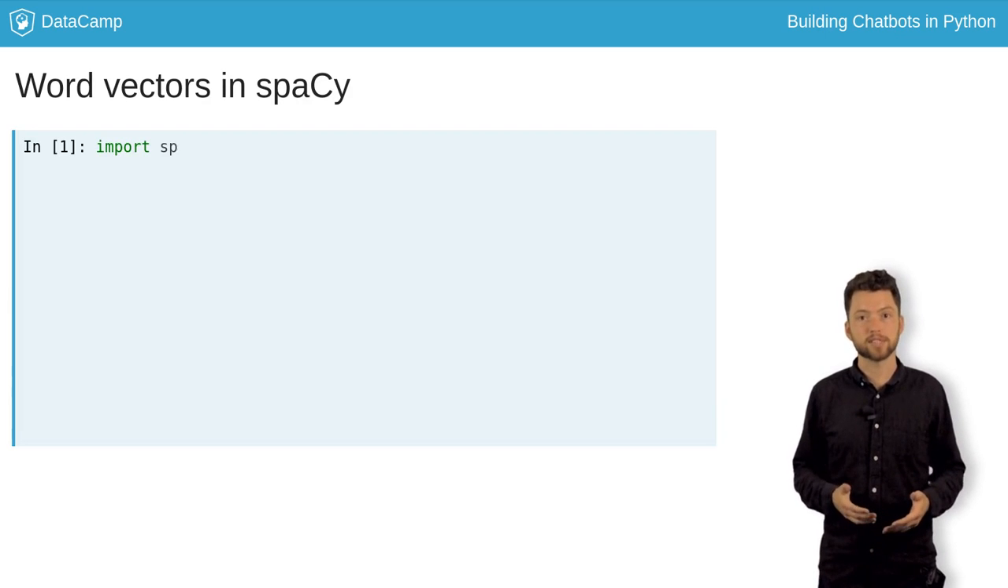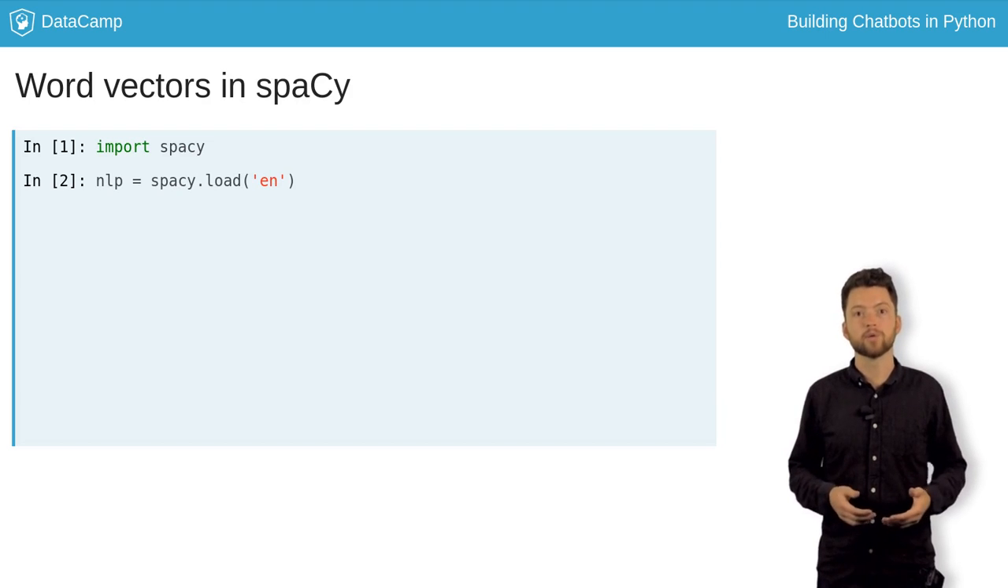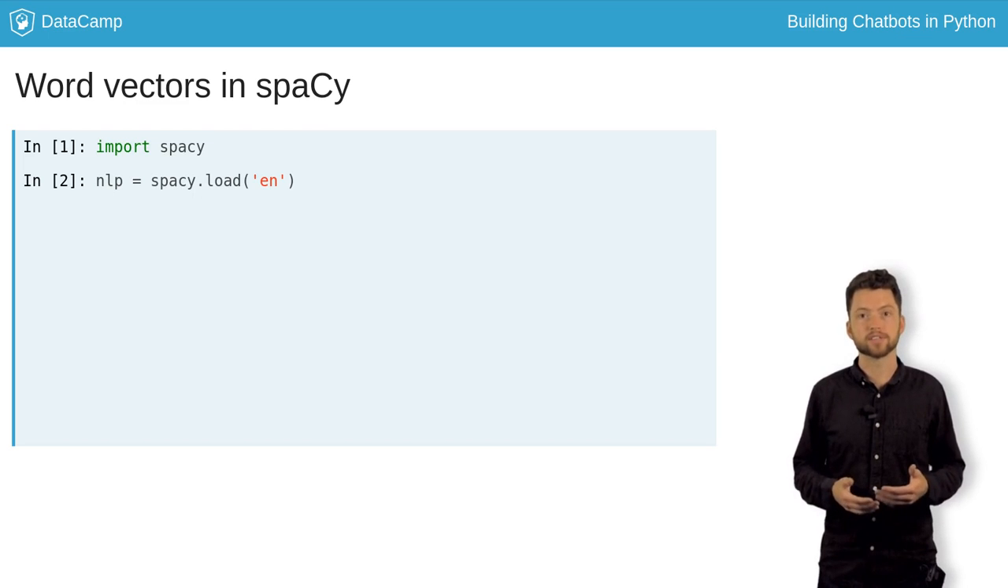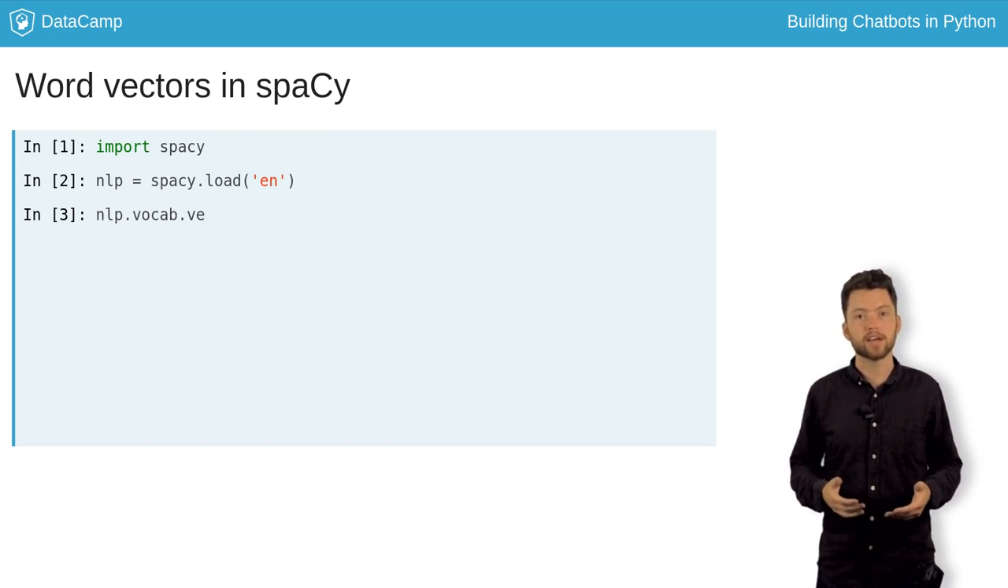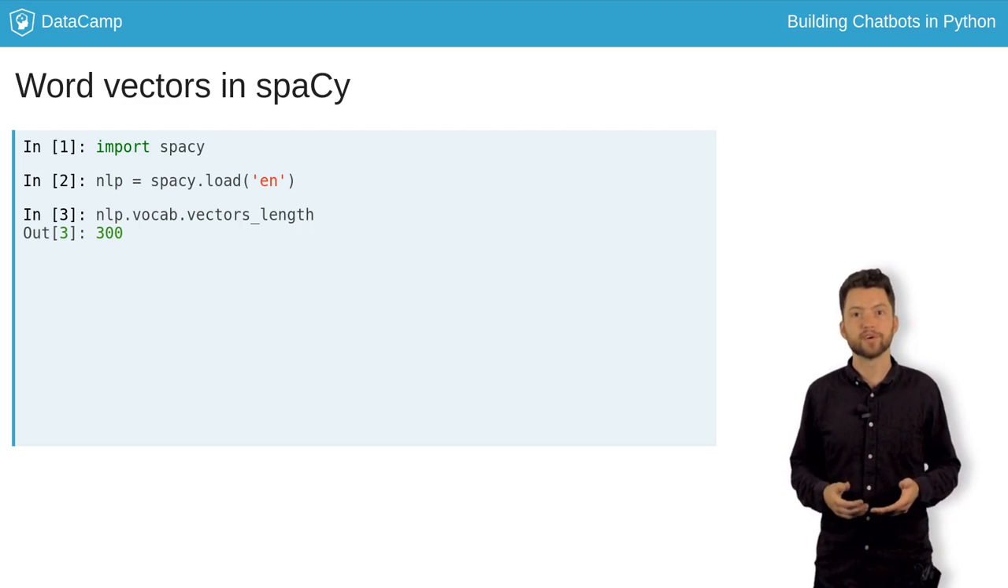First, we import spaCy and create a spaCy object using spacy.load with the argument en. This loads the default English language model and will assign it the name nlp. Word vectors tend to have a length of a few hundred elements. We can check this for the GloVe vectors in spaCy by looking at the nlp.vocab.vectors_length attribute. This tells us that we're working with 300-dimensional word vectors.